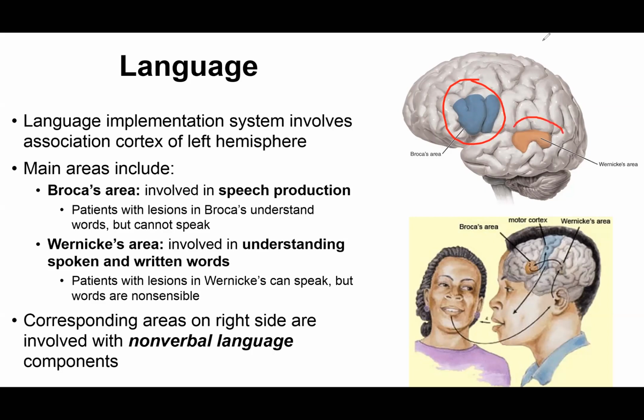Wernicke's area, this region back here, Wernicke's area is involved in understanding spoken and written words. So unlike Broca's area, if someone has a tumor or some sort of lesion in Wernicke's area, they have the physical ability to speak, but the words that they are speaking would be completely nonsensical, that they wouldn't make any sense at all. There are similar areas to Broca's and Wernicke's area on the right side of the brain, but those areas on the right side of the brain, they're more so involved with nonverbal language components like body language and gestures and facial expressions. All of those would be then located on the right hemisphere, but in similar locations.